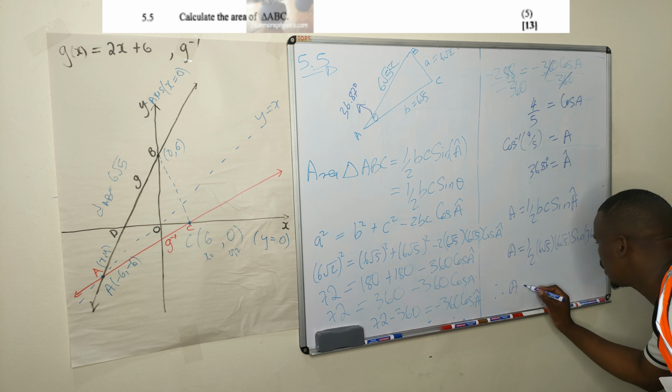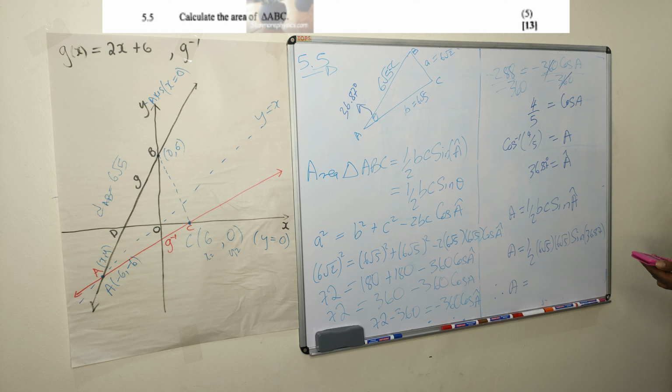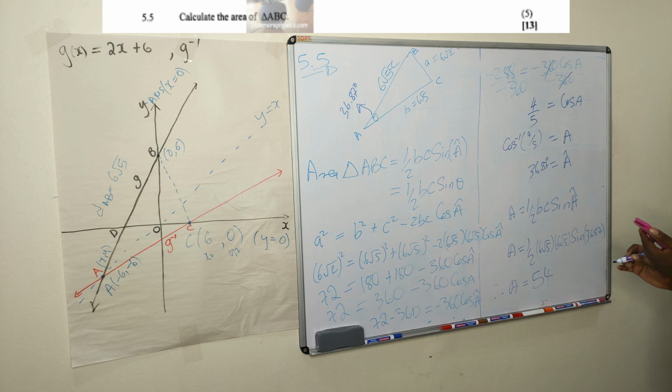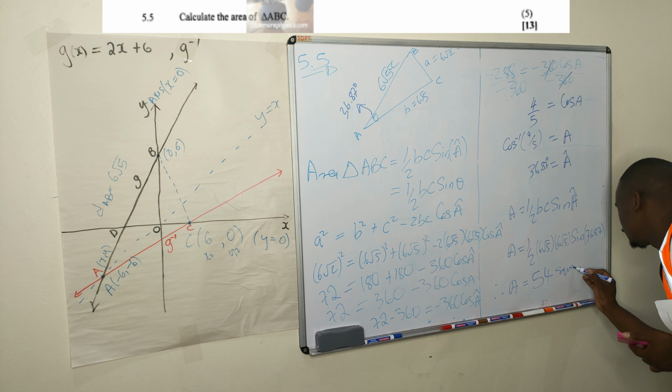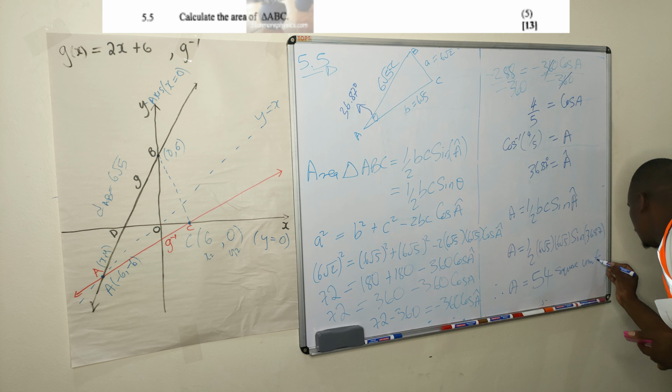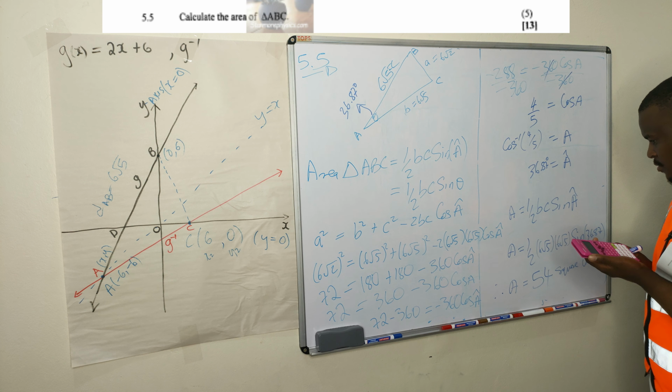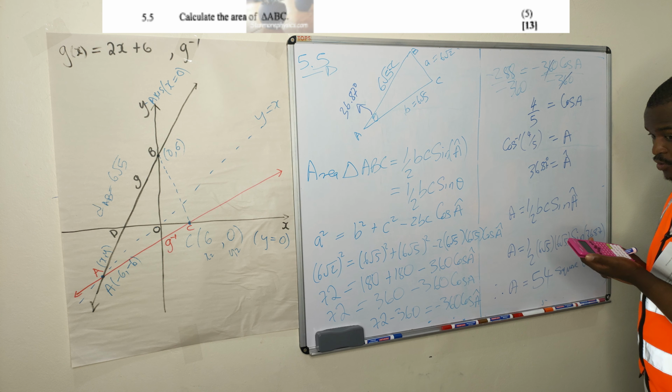Therefore, your A is equal to, punch this in the calculator, 1 over 2 times 6 root 5 times 6 root 5 times sine our angle. This is 54 square units. So this is your area. And I think you're done with this question. Hope it was very clear.